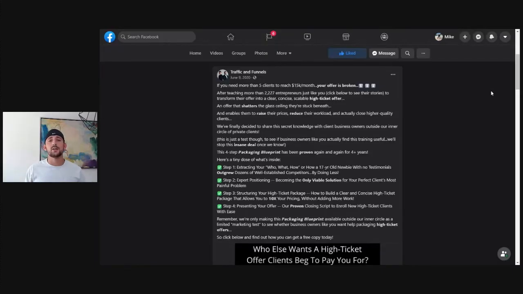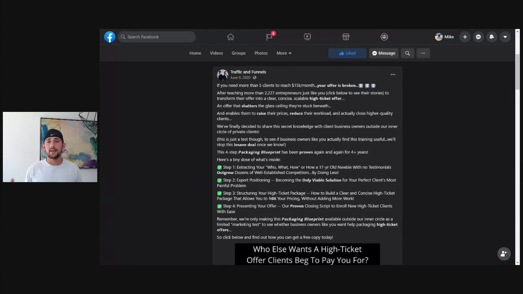So this ad kicks it off by saying, if you need more than 5 clients to reach 15K per month, then your offer is broken. So that comes out with a pretty powerful first sentence, right? Because I would assume a lot of people are going to fall in that bucket, right? That would be what, $3,000 a client. So anyone who has clients that they're selling for less than 3,000 is going to fall in this bucket.